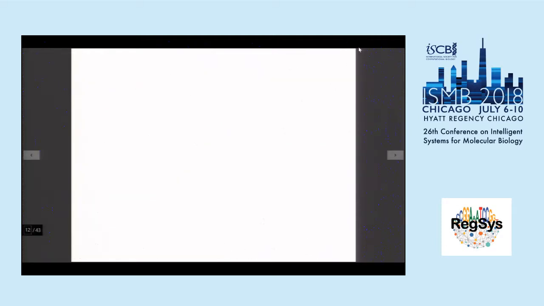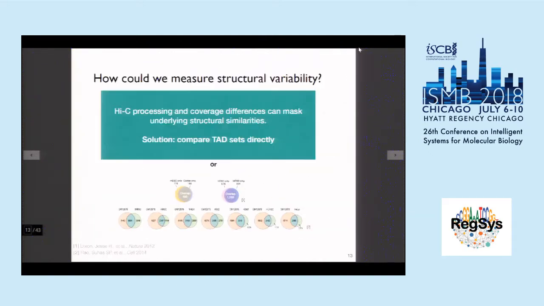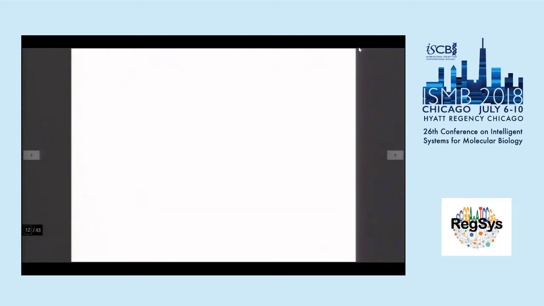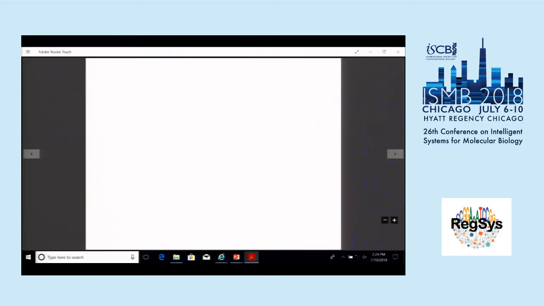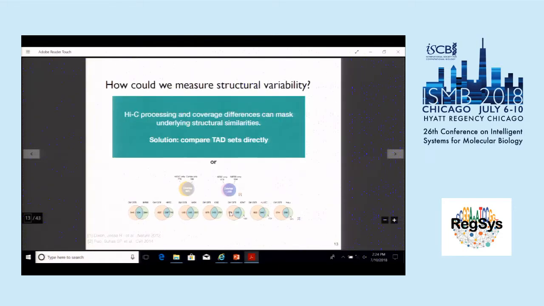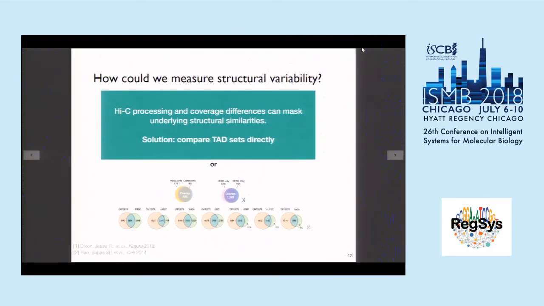And then, oh God, like half my slides are gone. All right, so how we could measure structural variability. Sure. I'm not sure. I just went through this PDF. I don't have my computer with me. So hopefully the rest of them will be here.